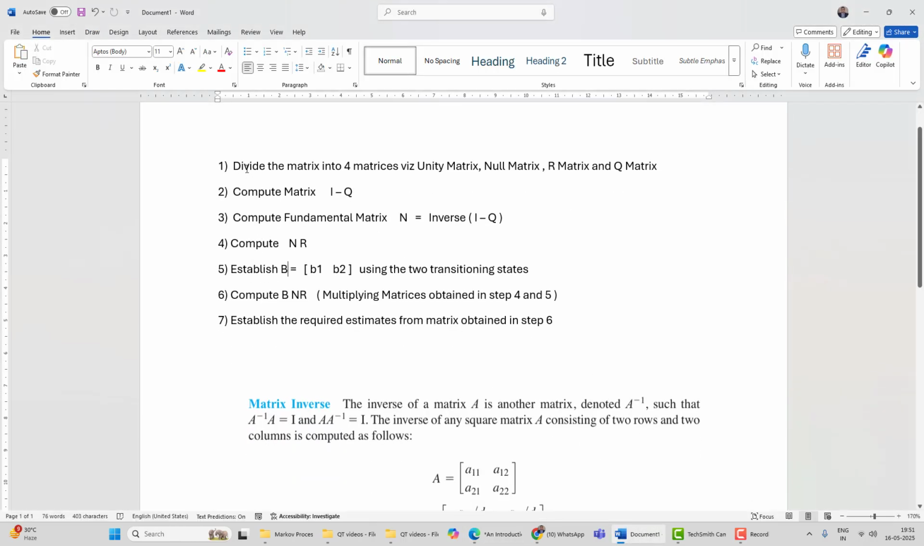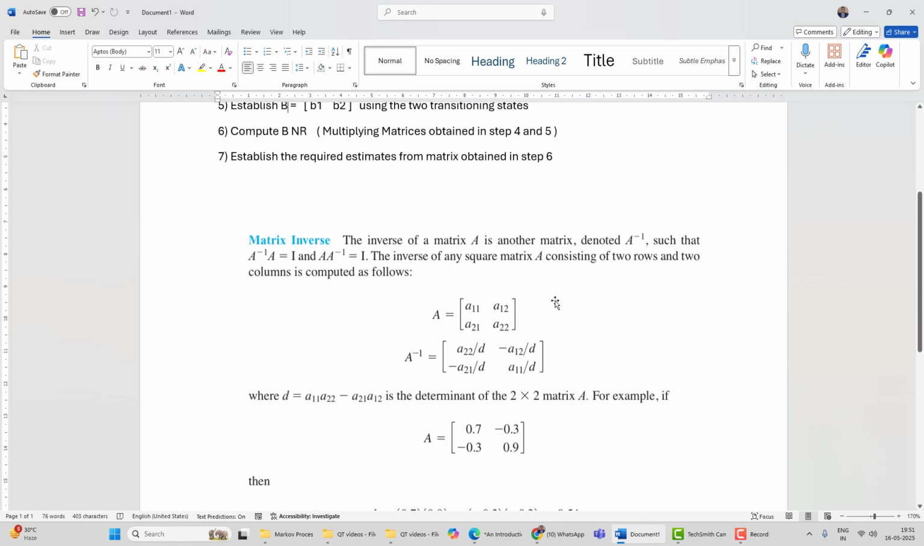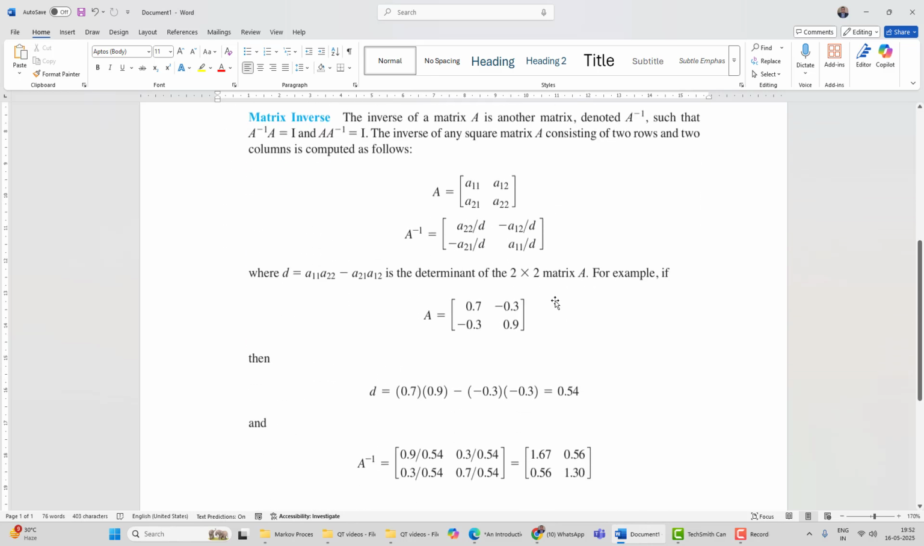So these are the steps we are following. Divide the matrix into four matrices. Compute I and Q, then I minus Q. Compute N, which is the inverse of I minus Q. Compute NR, establish B1, compute BNR, and establish the required estimates for this matrix. So these are the 7 steps, and this is the information on how to carry out this matrix inverse.